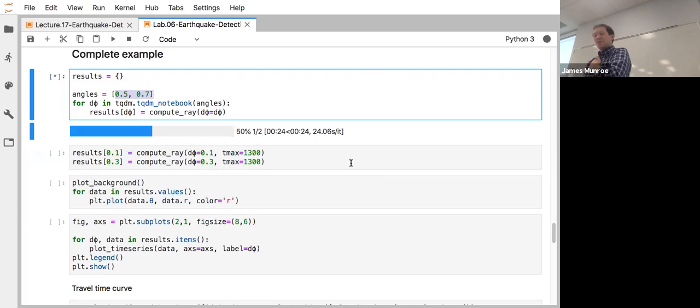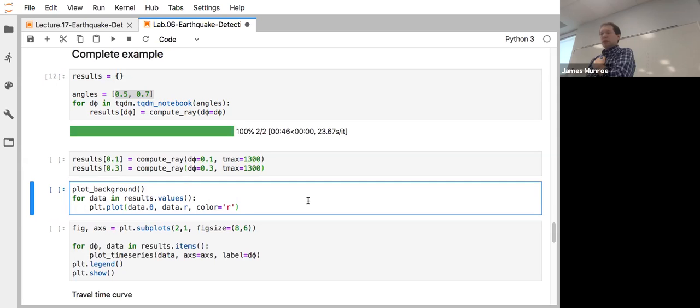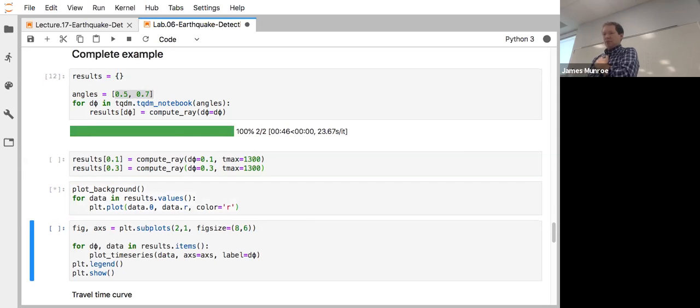I'm going to skip this block. There we go. I don't need to run this cell. This would just create more rays. I don't know what values to put in here. We have to figure that out.